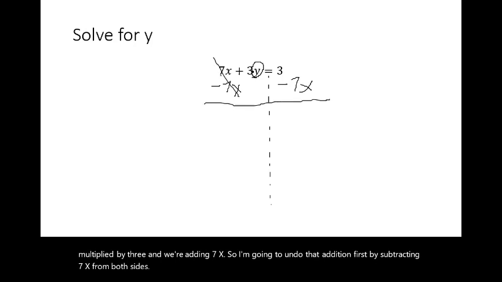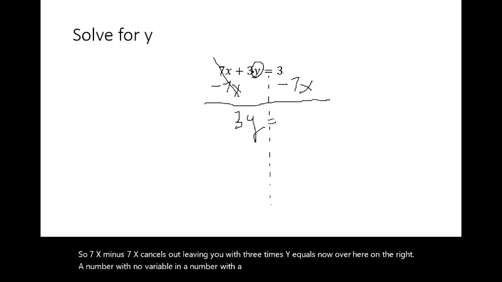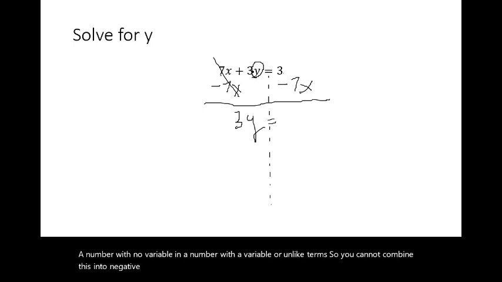So 7x minus 7x cancels out, leaving you with 3 times y equals, now over here on the right, a number with no variable and a number with a variable are unlike terms. So you cannot combine this into -4x. You are going to have to leave it as 3 minus 7x. These are unlike terms. Remember that you cannot combine unlike terms.